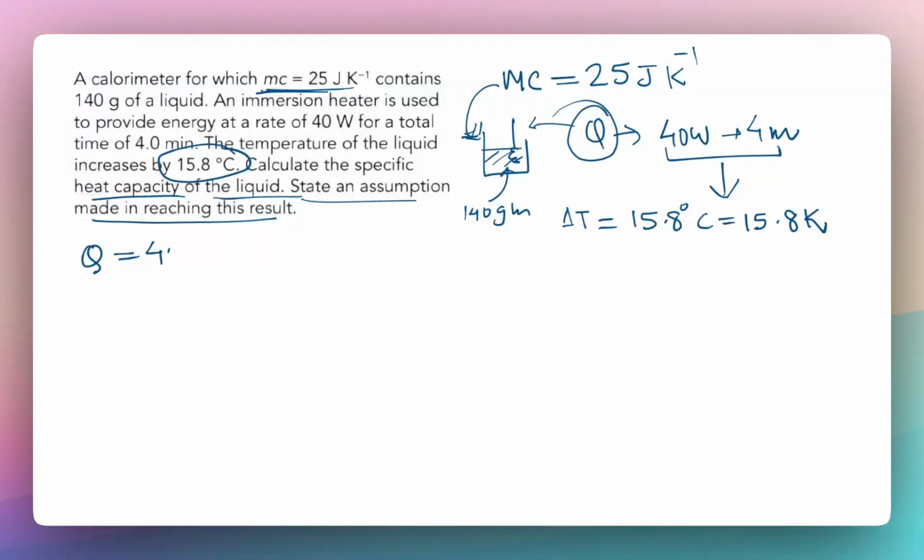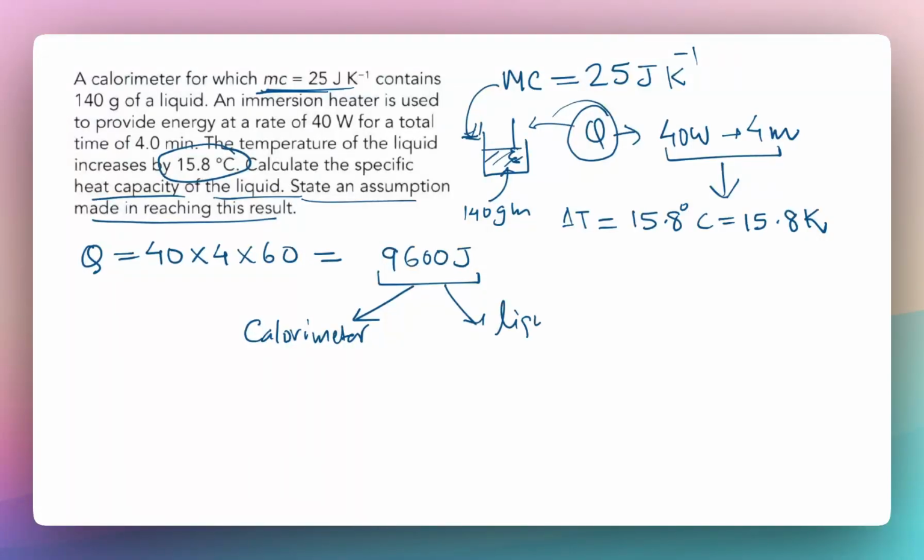Q is going to be 40 watts, that is joules per second, for 4 minutes, which is 4 into 60 seconds, and that is going to be 9,600 joules. So now this 9,600 joules is going to come into the system. First, it will be consumed by the calorimeter itself, because it is covering the liquid, and then the liquid. Some of this will be used by each.